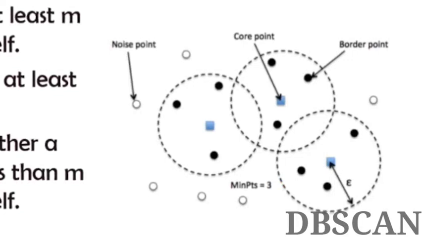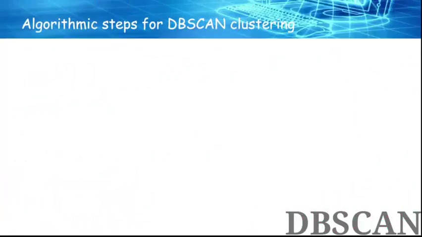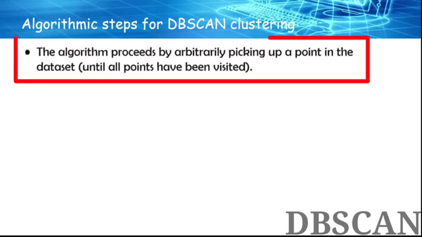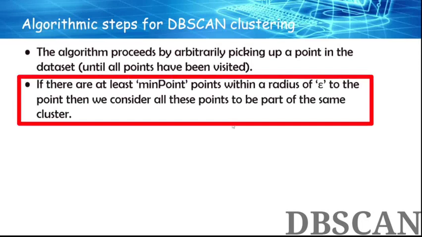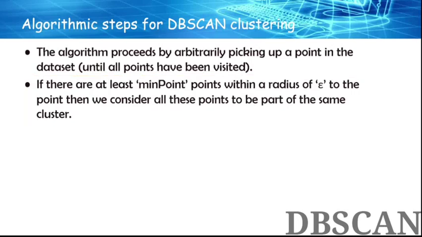And also we have the algorithm steps. We'll walk through the algorithmic steps for DBSCAN. It is quite simple and has very few steps. The algorithm proceeds by arbitrarily picking a point in the data set until all points have been visited. So it will be going from one point to another. I think you are getting the idea of how it is done. And if there are at least the minimum number of points within the radius of epsilon to the point, then we consider all these points to be of the same cluster. Then you can move on to creating the next cluster.